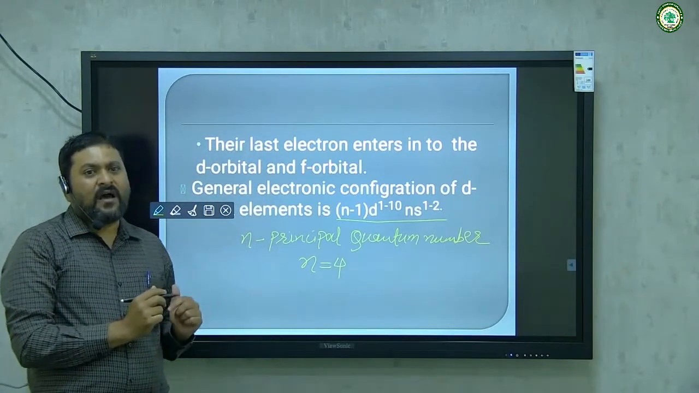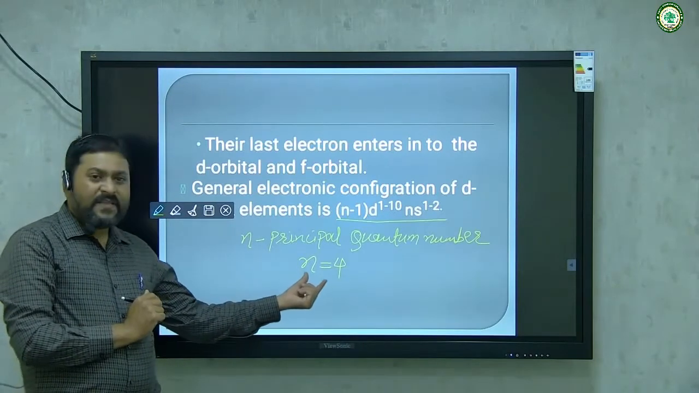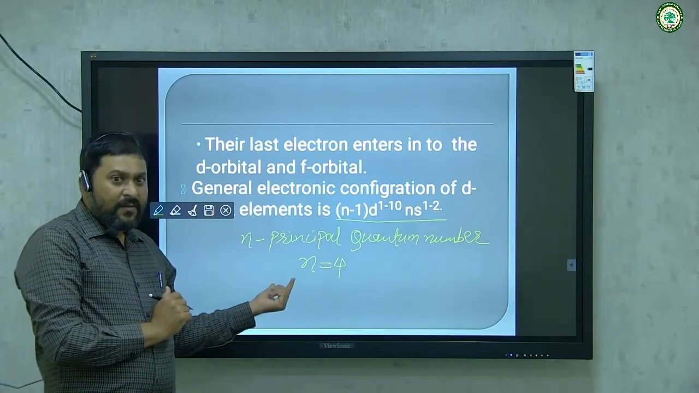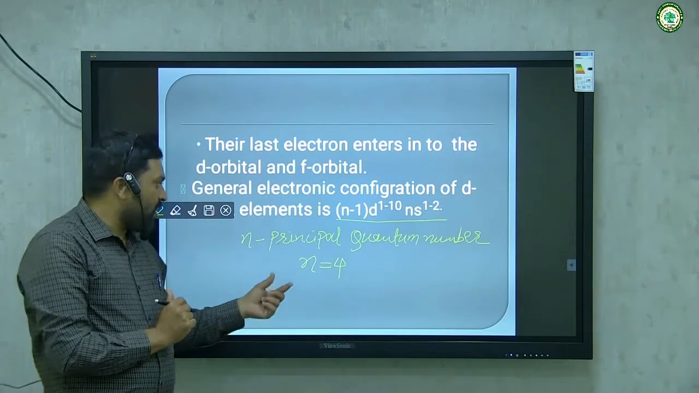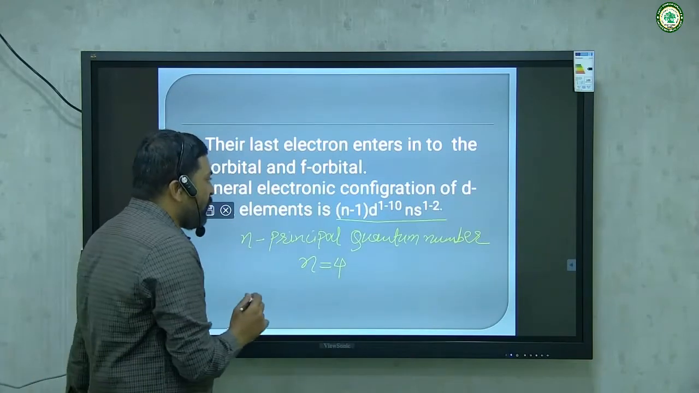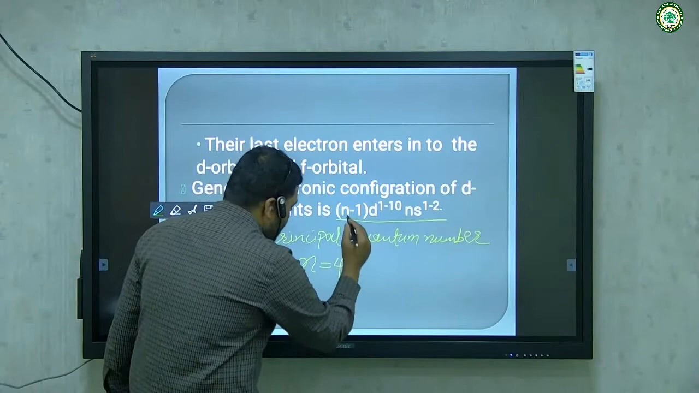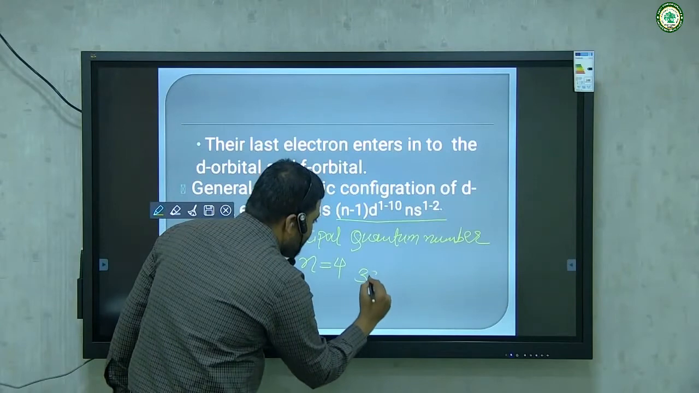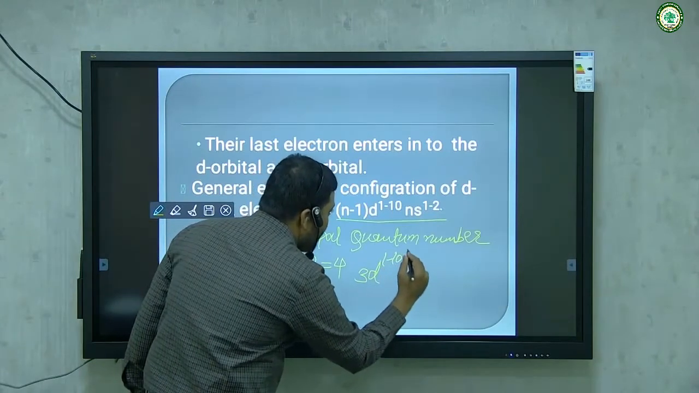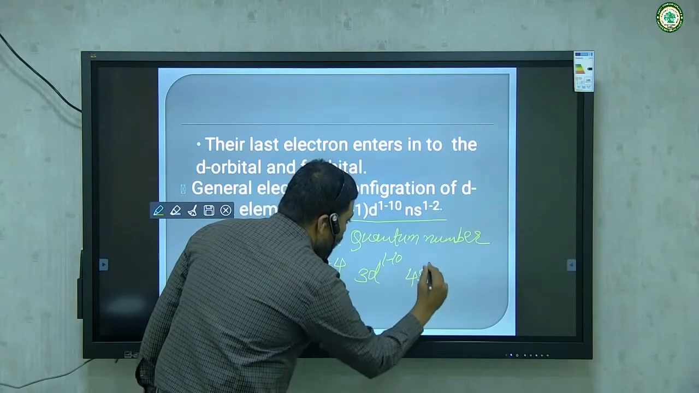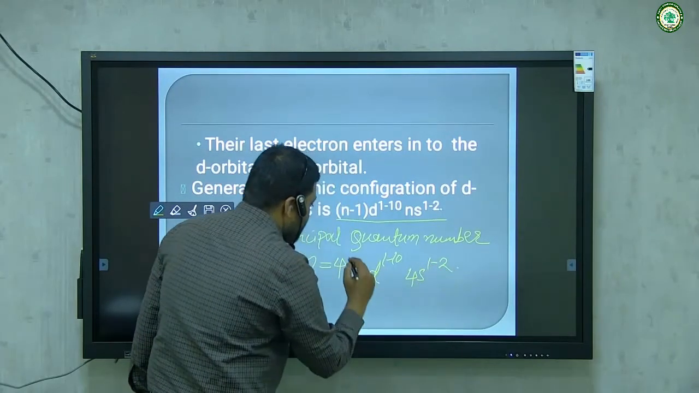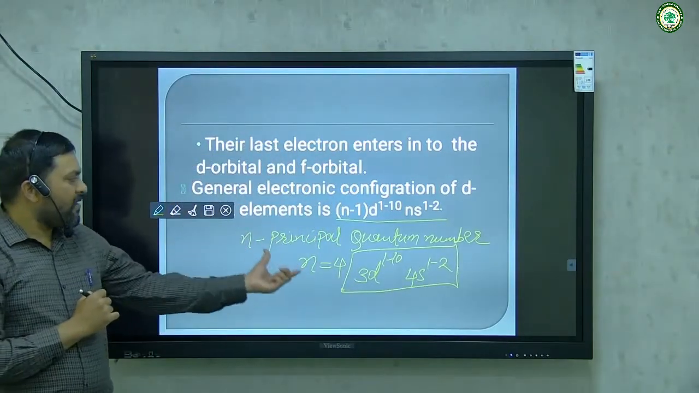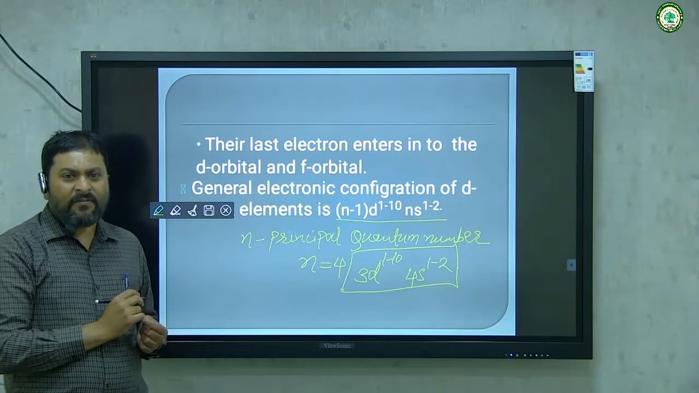When the D block elements start, at that time the period will be the fourth, and the value of the principal quantum number n gives the period number, or where the element starts. Here the value of n is 4. By putting the value of 4 here, n minus 1, 4 minus 1, means 3d, which becomes 1 to 10, and n means 4s, 1 to 2. This is nothing but the general formula of the D block elements.